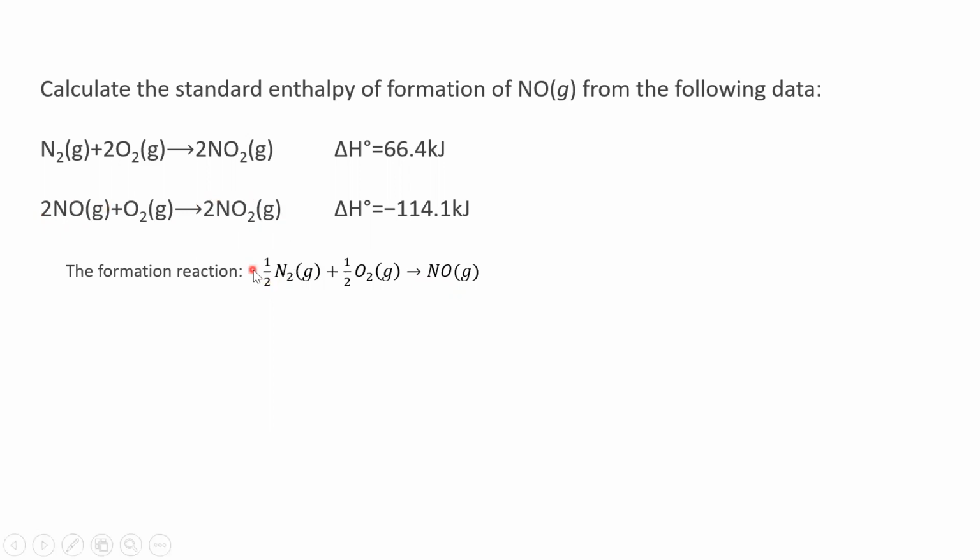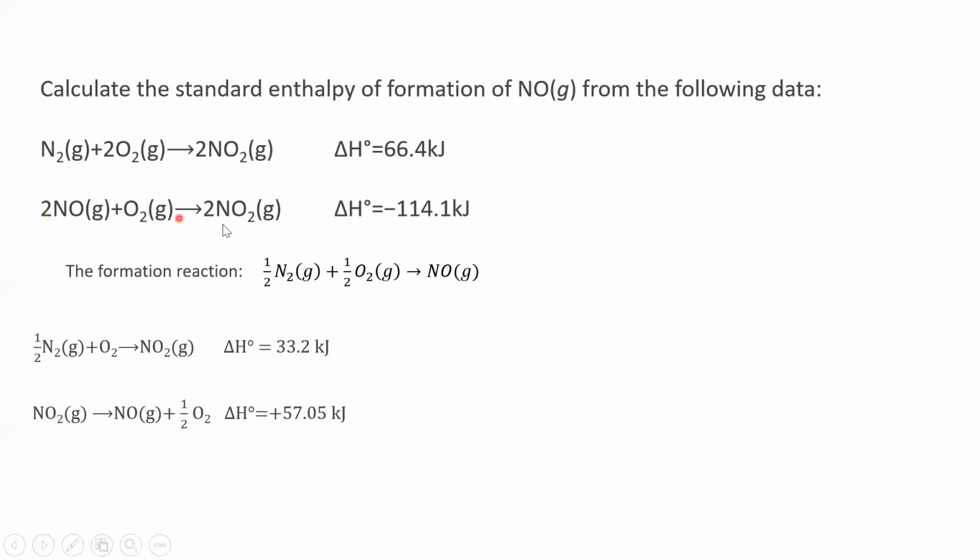So we look at what we want to find, and we have to figure out what we are going to do to the given equations to get what we're looking for. And then whatever we do to these equations, we have to do exactly the same thing to our delta H values. So we're going to leave this reaction the way it is, but we're going to divide all the coefficients by 2, which means we have to divide the energy by 2.